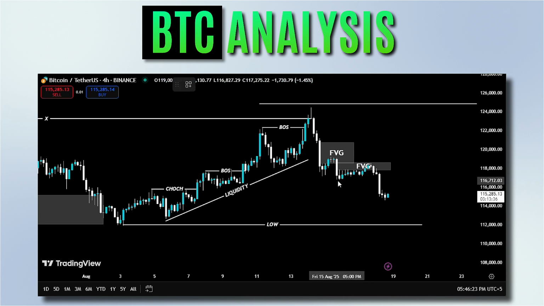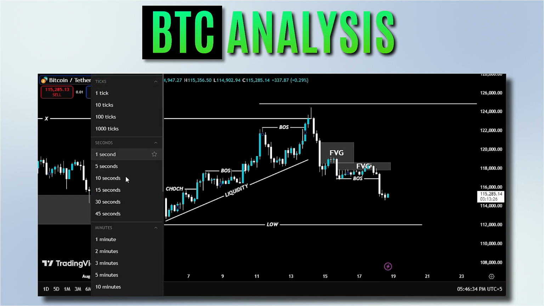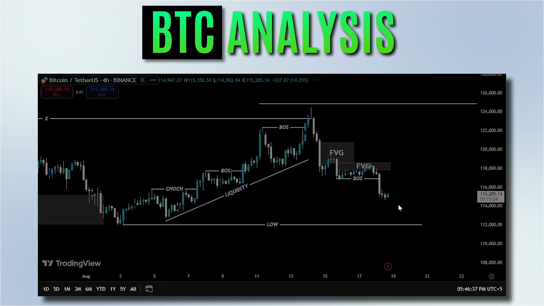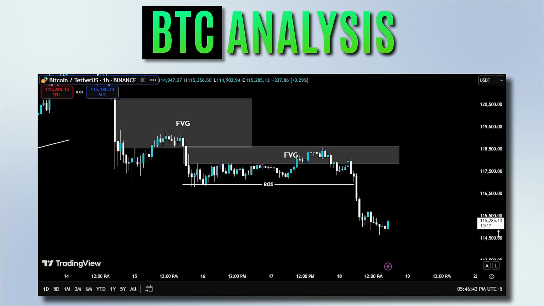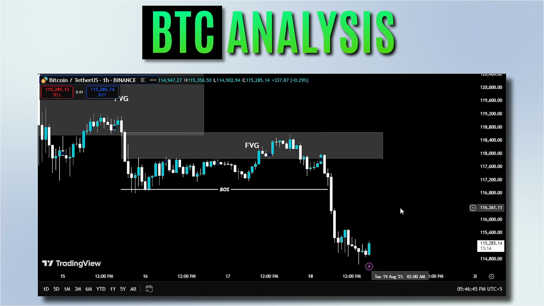Stop loss placement: our stop loss is strategically placed just above the high of the FVG. This placement protects us if the market decides to continue higher, invalidating our short-term bearish thesis. Our stop loss is tight, but it is logical based on the market structure.